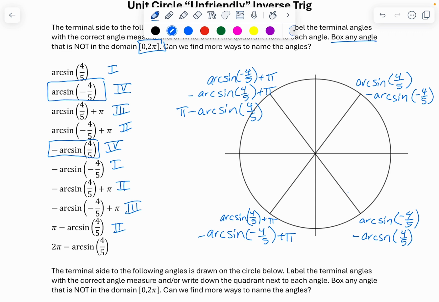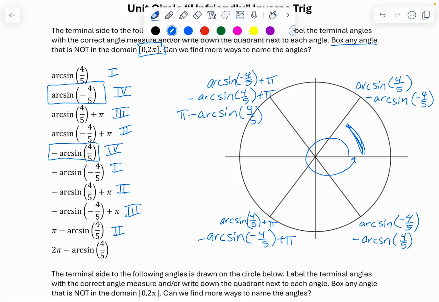2 pi would be, we've gone all the way around here. Here's 2 pi. And now we back up. Well, this is arc sine of 4/5, that amount, so we're going to subtract and go that way. And so we end up at this angle. This is 2 pi minus arc sine of 4/5.